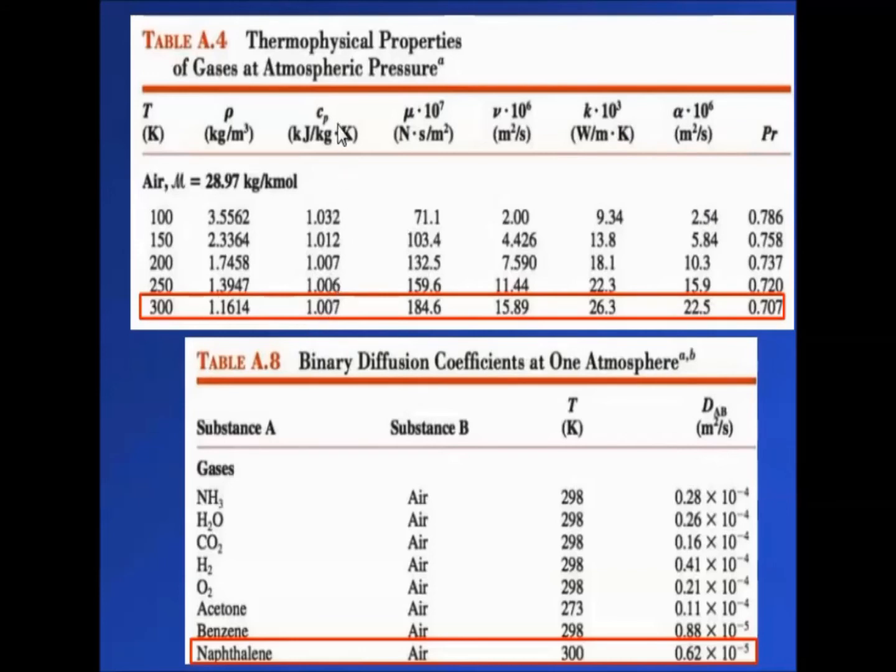So once we have those values, the next thing we're also going to want to do is head to table A8 and look up our properties here. Our binary diffusion coefficient is at 1 atm. For our substance A here, naphthalene, substance B is air, temperature is 300 K. So now we have our D_AB in units of meters squared per second here of 0.62 times 10 to the negative 5. So from tables A4 and A8, we're now able to get all the properties that we need in order to begin our solution to this problem.